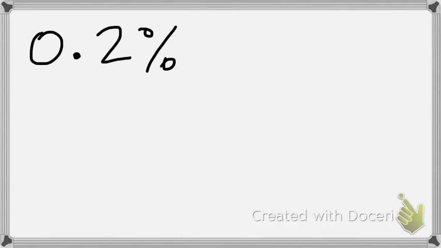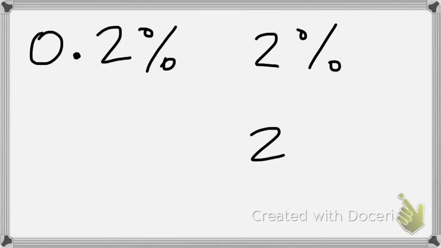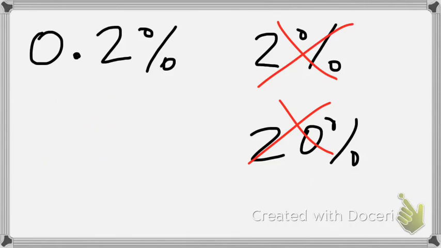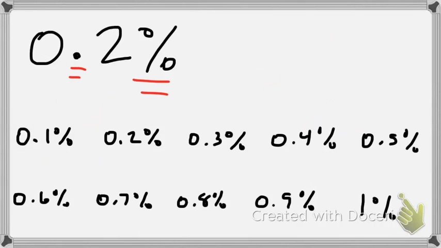The first thing is looking at percents that are less than 1. When I showed them this, they thought this was either 2% or 20%, but both of those were incorrect. 0.2% is less than 1. What confuses them is we have a decimal and a percent in this number. So I wrote a list of all the numbers that are smaller than 1%. We have 0.1%, 0.2%, all the way to 0.9%, and then the next one would be 1%.